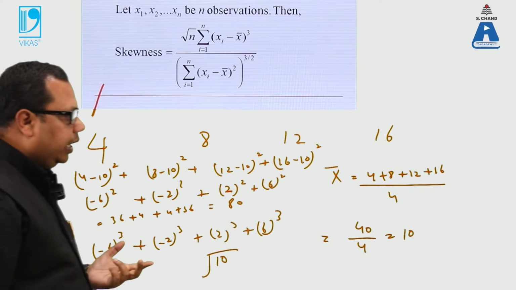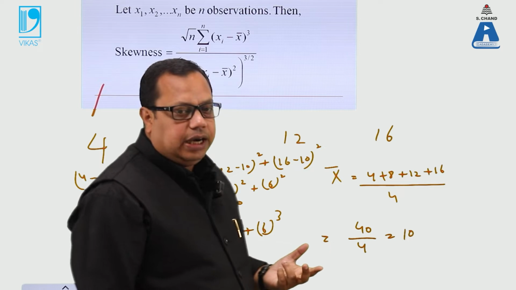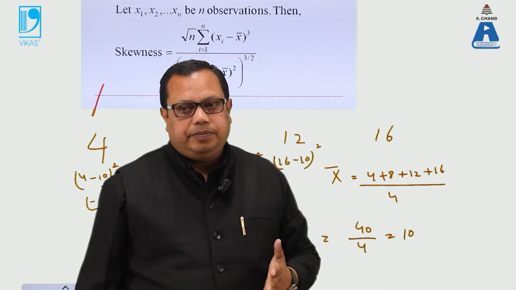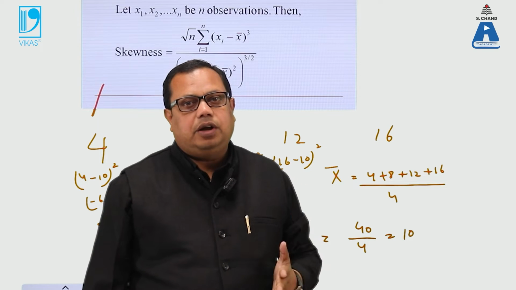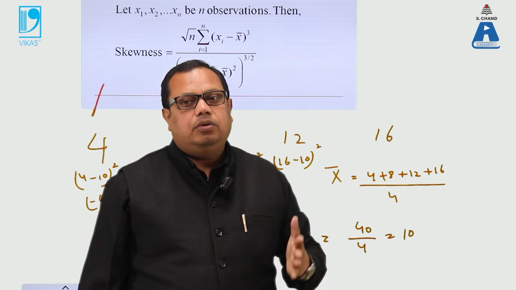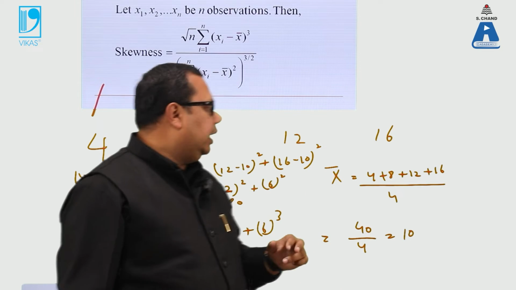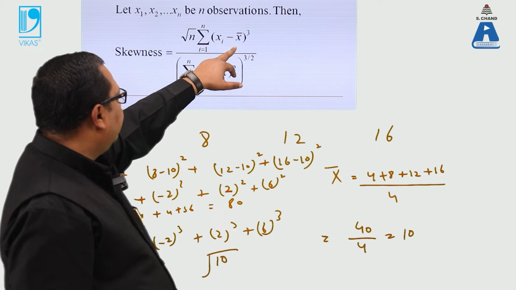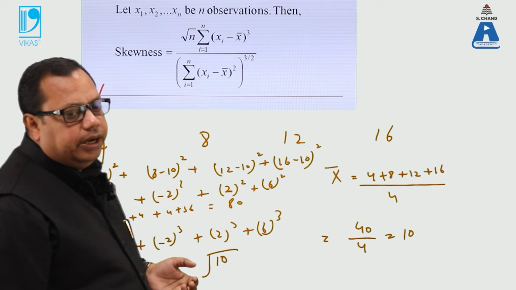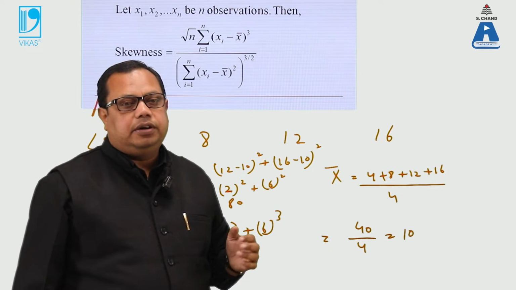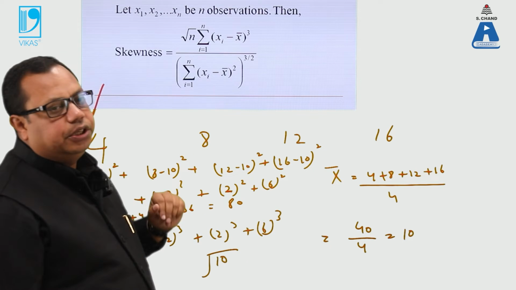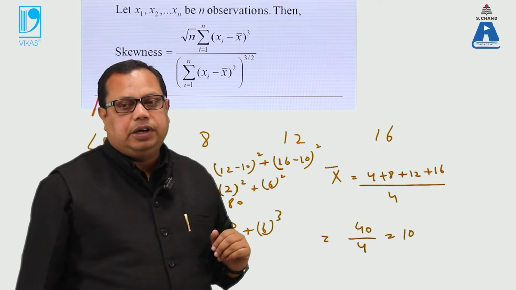So for the skewness value, again I am stressing that we have to calculate the x bar, we have to calculate the xi minus x bar, we have to calculate the xi minus x bar whole square, then we have to calculate xi minus x bar whole cube. After calculating these, we put the values in this particular formula, and we will get the value of the skewness. What is the skewness?